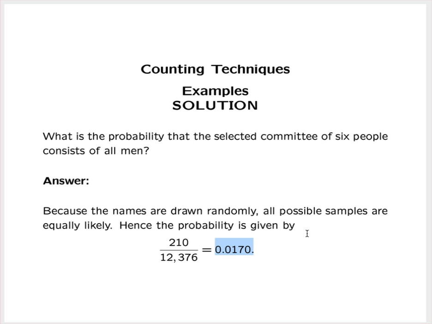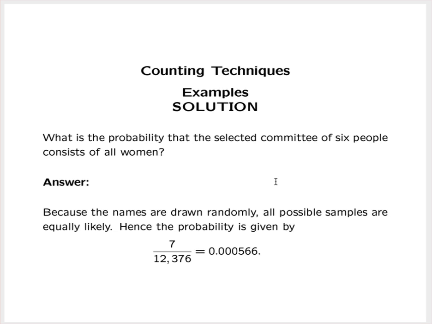So the likelihood, if we select the committee at random in the way that we've described, by pulling names out of the hat, there's a very, very low chance that we would select a committee that has all men. What is the probability that the selected committee of 6 people consists of all women?